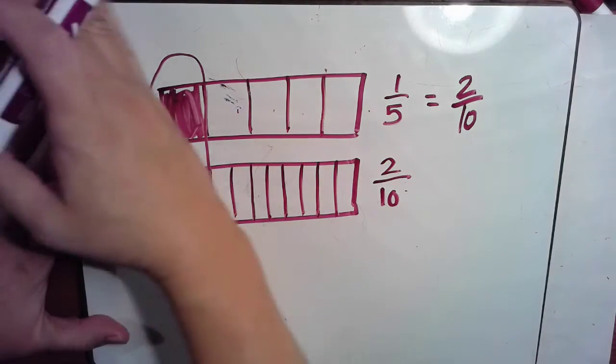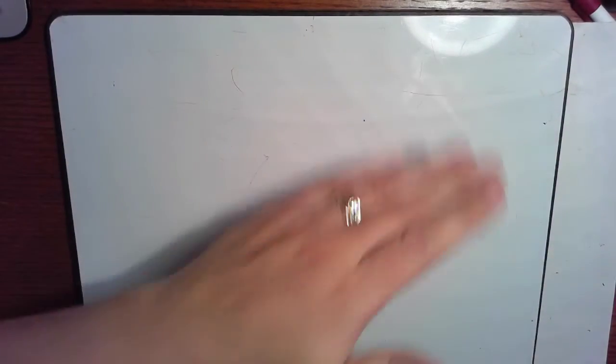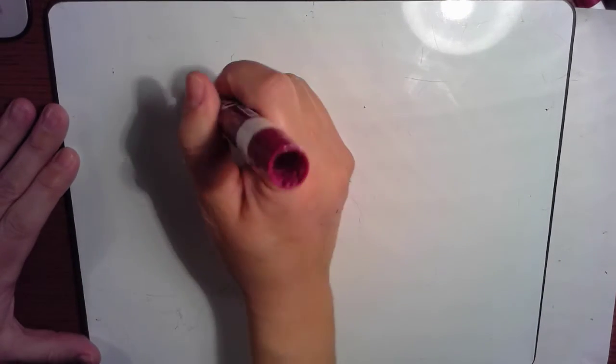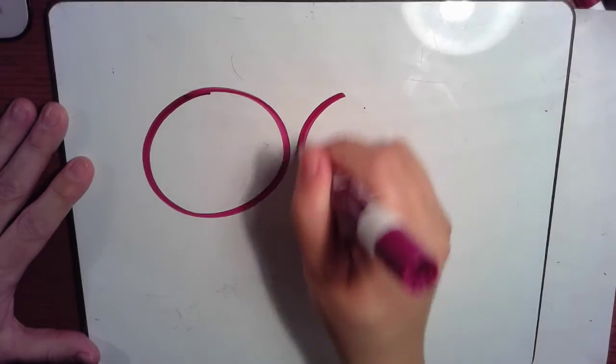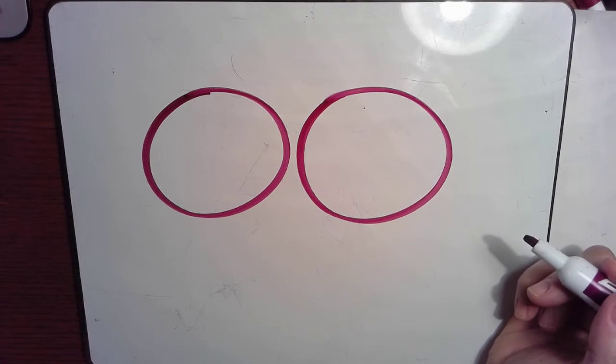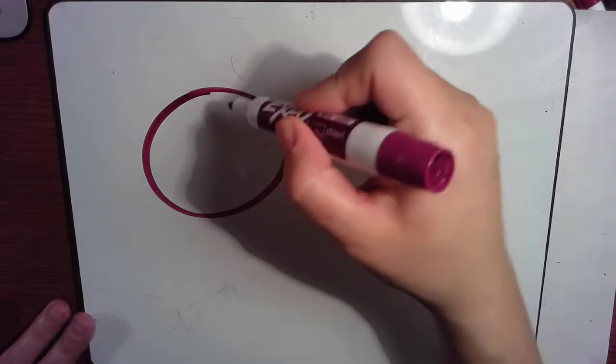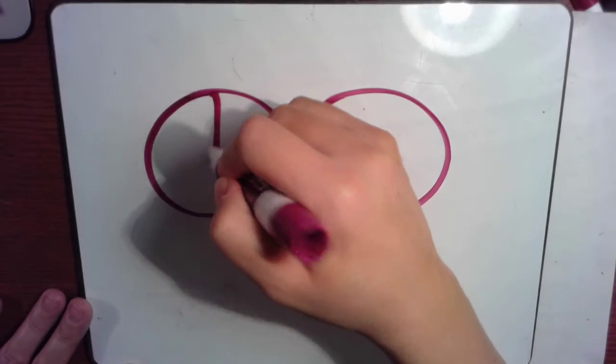Okay, last one. I'll just do a different color region. We're doing this as review because we haven't done it in a while, and it's just really important that you have a good understanding of being able to visualize these fractions and practice making them too. So make 2 circles, and we're going to do thirds. So I like to do my thirds like this.